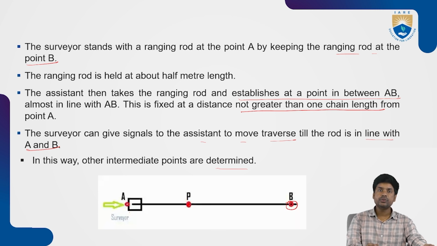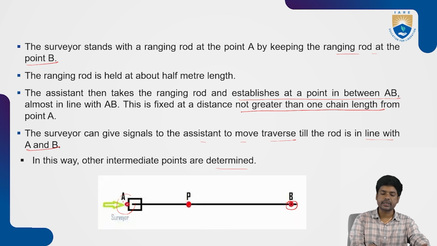Now if you want to establish an intermediate point P in between the line AB, then we are going to take one ranging rod and ask the assistant to take position at point P, randomly, with the normal eye adjustment. Now, from point A, the surveyor is going to look at this particular intermediate point.